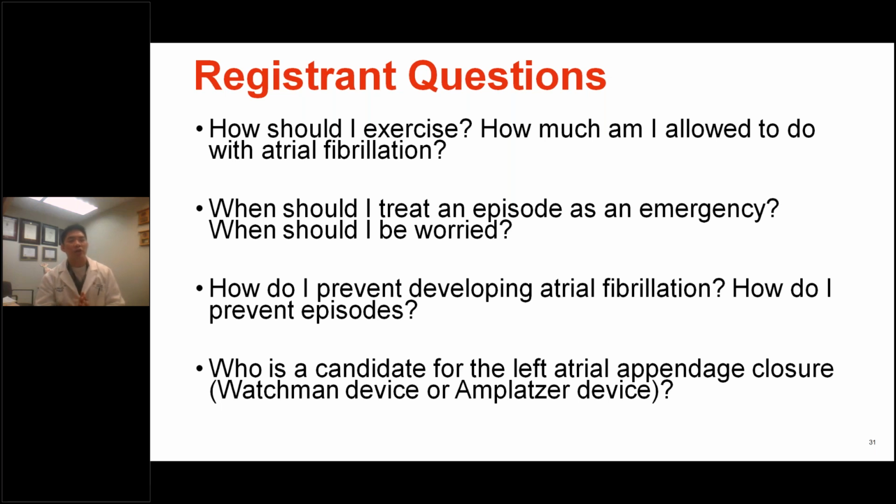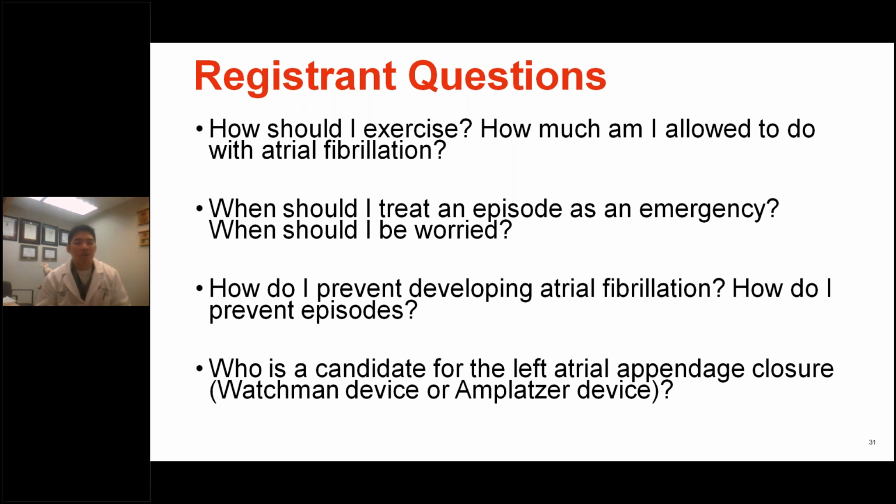There was another category of questions talking about how do I prevent atrial fibrillation. There were some patients who don't have a diagnosis of atrial fibrillation but have heard of it through family members or through friends who have the diagnosis. And so they have asked, how do I prevent getting atrial fibrillation? It's related to another group of patients who have atrial fibrillation, but they're asking a similar question: how do I prevent second episodes or third episodes of atrial fibrillation?